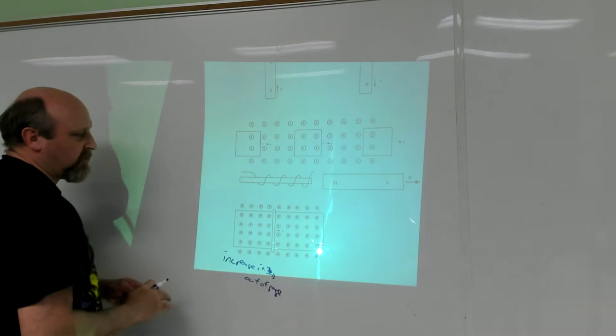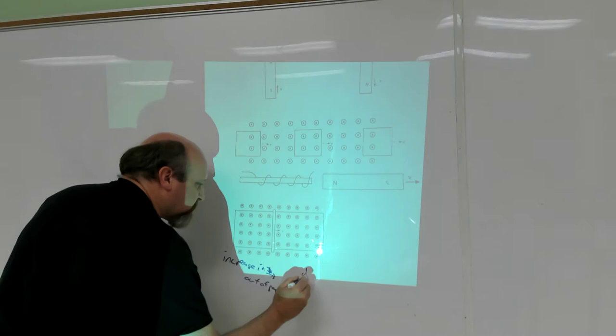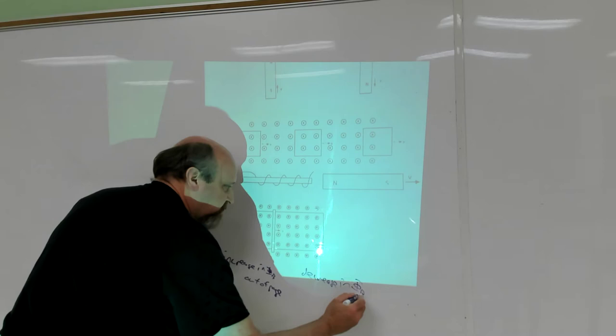What's happening to the right loop? Well, as that area gets smaller and smaller, there's less and less field lines going through this loop. So this side has a decrease in flux, magnetic flux, out of page.